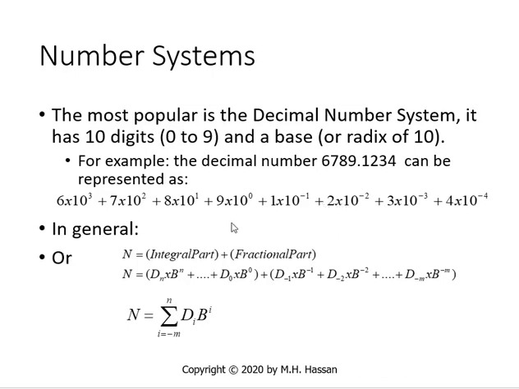So, in general, any number N could be represented as an integral part plus a fractional part. The integral part will be d_n times the weight, which is the base, to the power n, and so on until we reach the least significant digit, which is d_0 times b to the power 0. For the fraction, we'll have d_-1 times b to the power -1, d_-2 times b to the power -2, plus d_-m times b to the power -m. Or in general, we can represent this polynomial as a series: capital N, the value of the number, is the sum from i equals -m to n of d_i times b to the power i.